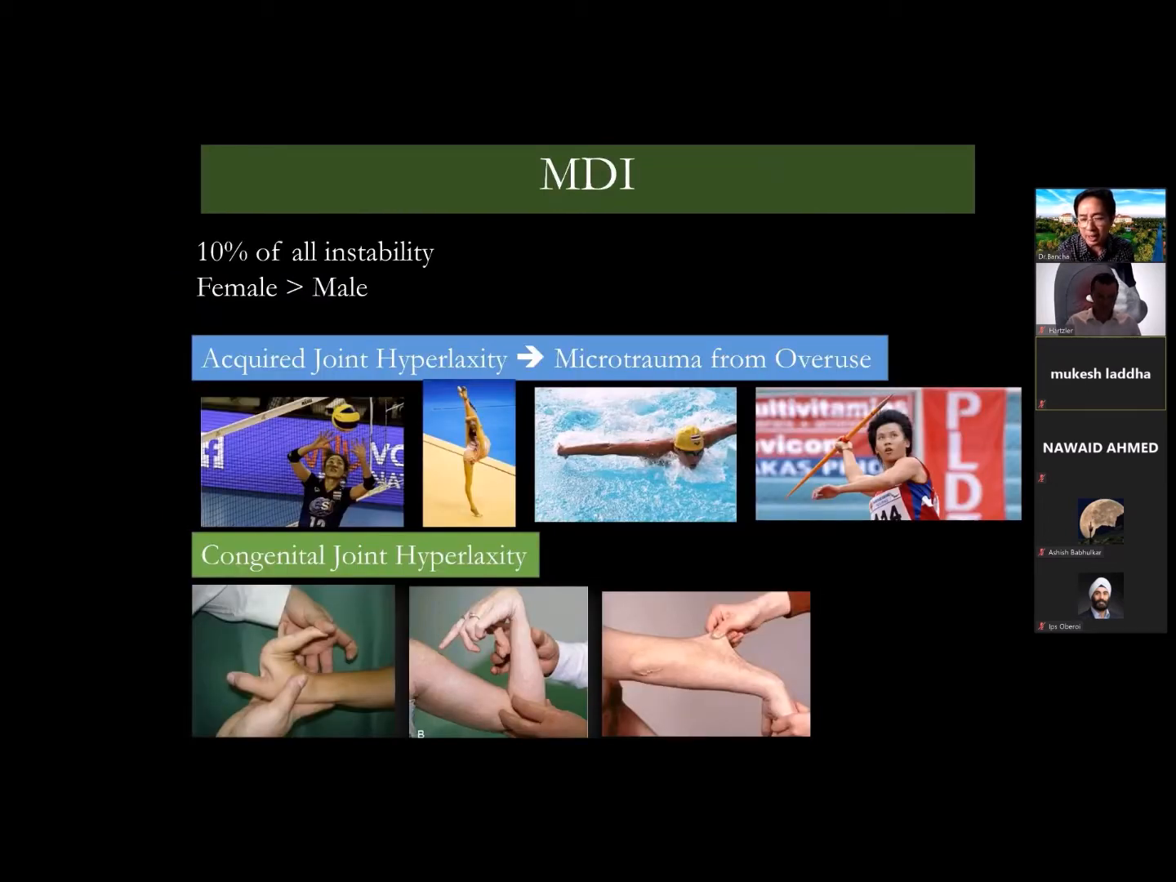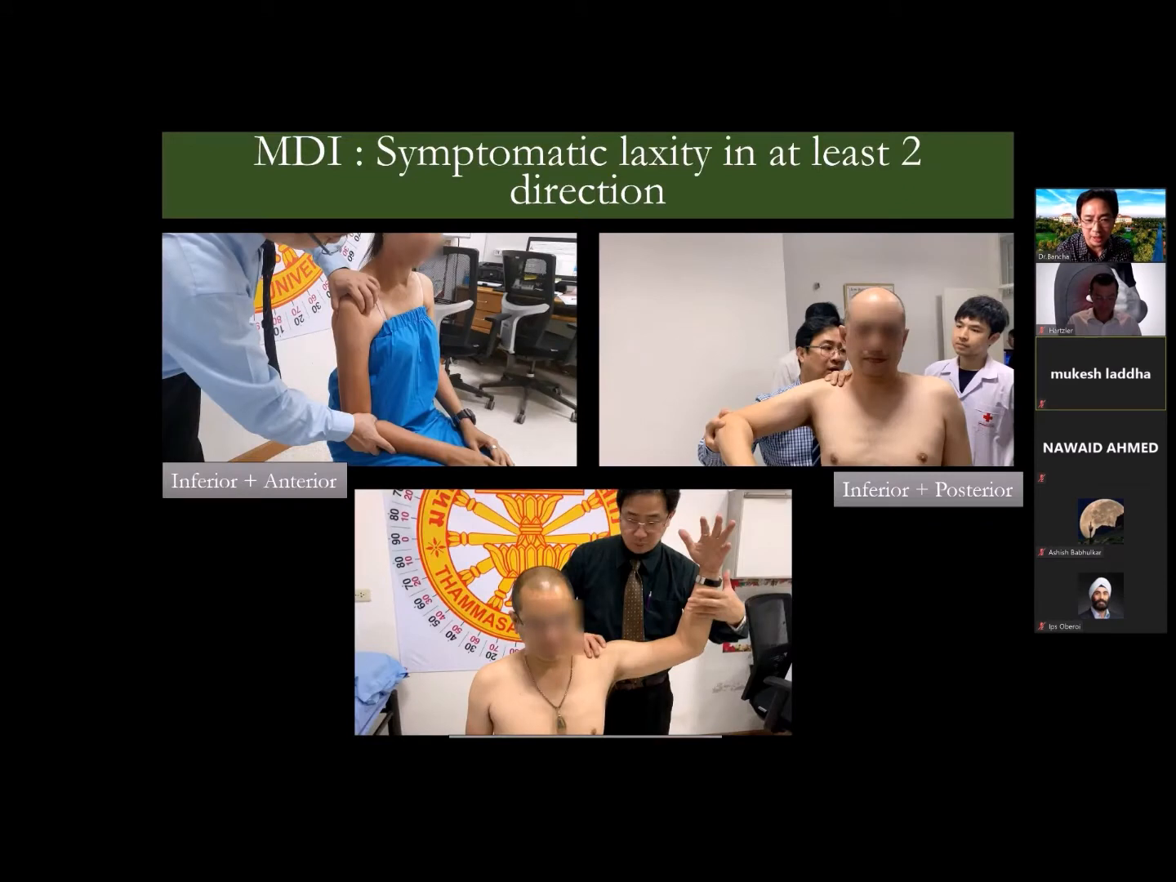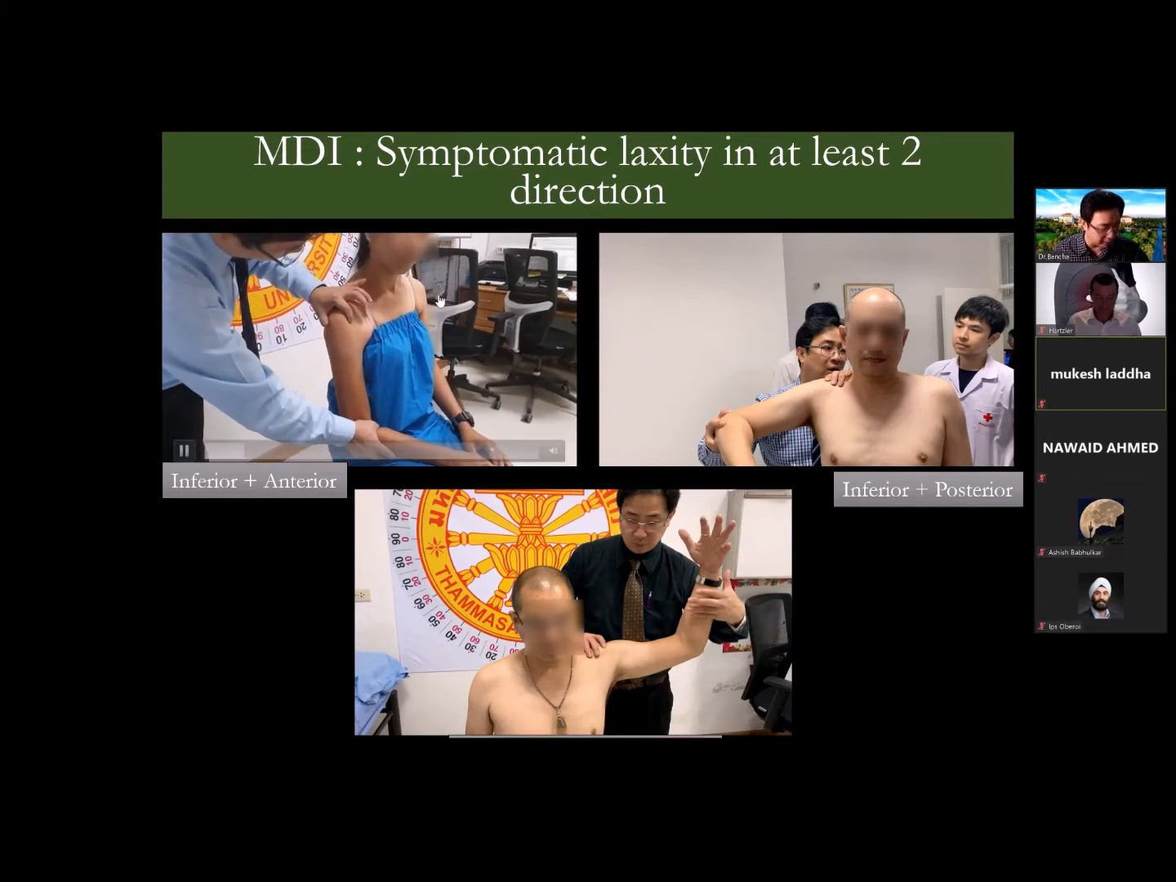So MDI is about 10% of all instabilities. Male is less than female. It can be congenital, and joint laxity can also be acquired. MDI is symptomatic laxity in at least two directions, okay, like inferior and anterior, like the first scenario. This is inferior anterior, right?